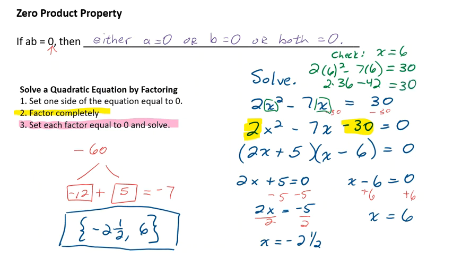I'm running out of space here. Bad space management. Let's see. 2 times 36 is 72. Take away 42 is 30. All right, so that works. So this is a very good method for solving quadratic equations as long as they factor. But what if the quadratic equation doesn't factor? Well, you'll learn another method to solve those kind of equations in the future.